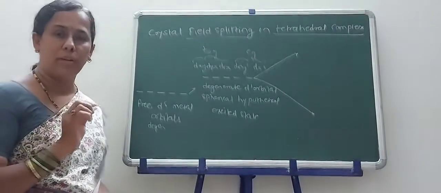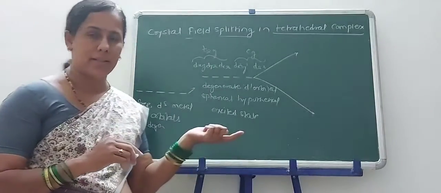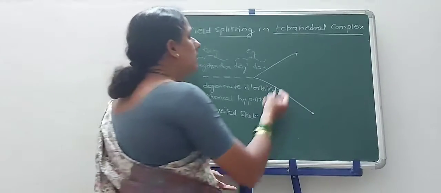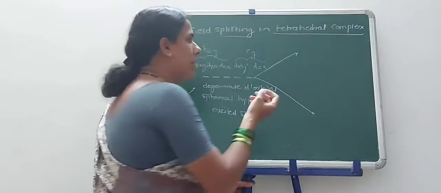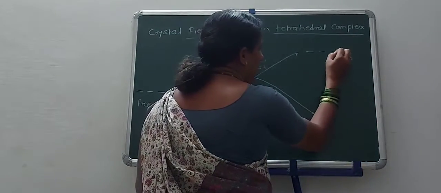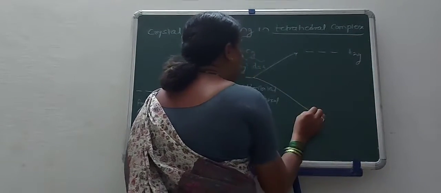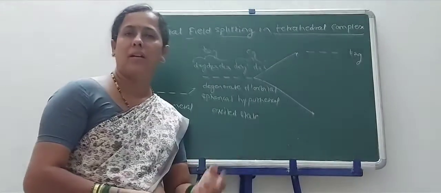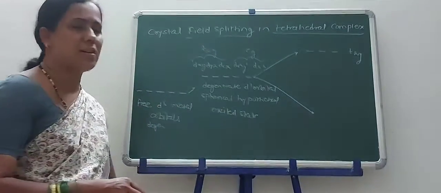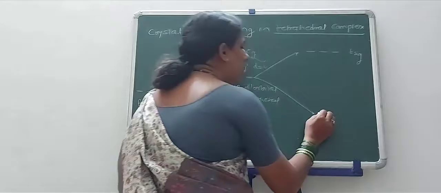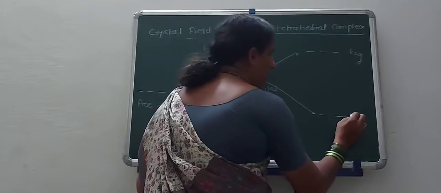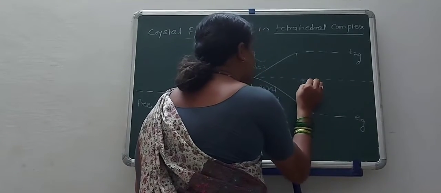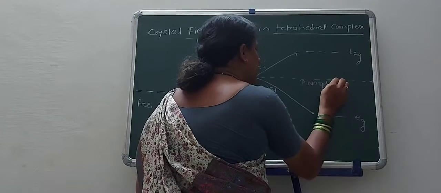As the T2g orbitals lie between the axes, they possess strong repulsion, so they absorb energy and go to the higher level, called the T2g level. Due to less repulsion between metal electrons and ligand electrons, the Eg orbitals go into the lower energy level, called the Eg level. This state is called the no splitting state.